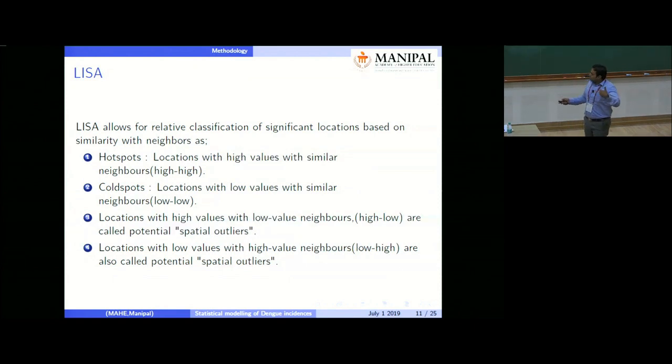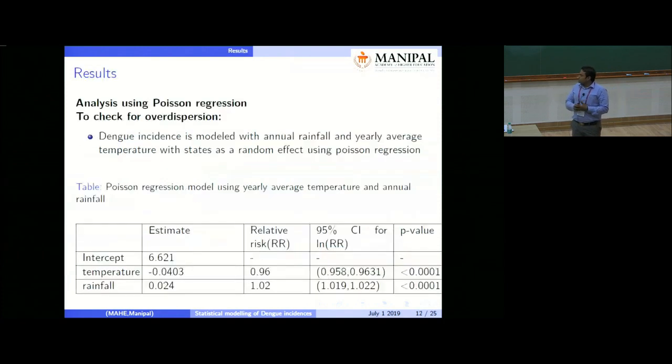It could be places with high dengue incidences surrounded with low dengue incidences, or places with low dengue incidences surrounded by places with high dengue incidences. And it is a relative classification. So this is about the methodology. Now let's see the results. Initially we performed a Poisson regression. So these are the results which we obtained.